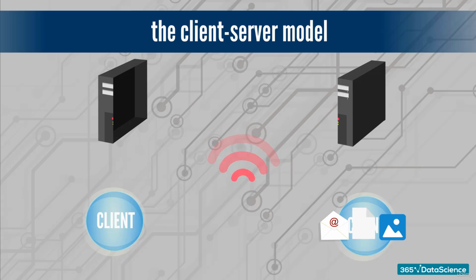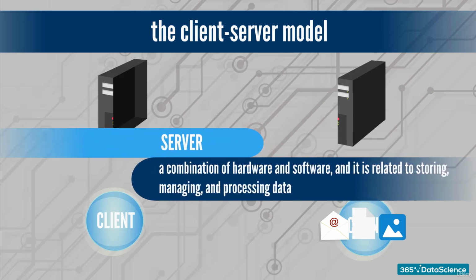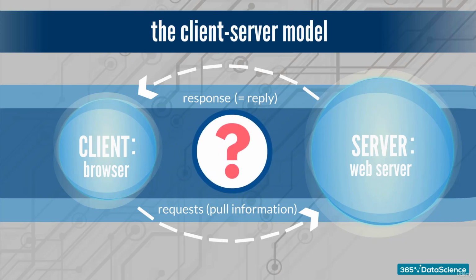Nevertheless, don't let the definitions of the word server confuse you. In a way, a server is always a combination of hardware and software, and it is related to storing, managing, and processing data. All right, great. We hope notions like data, servers, clients, requests, and responses sound a lot more familiar to you now. Nevertheless, the picture you see here is not quite complete yet. It overlooks fundamental elements that are a must for developers, software engineers, and data scientists. What are they? You'll see in our next video.